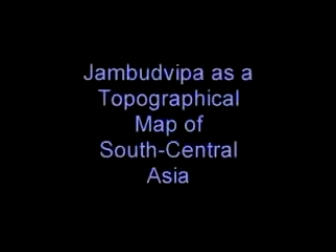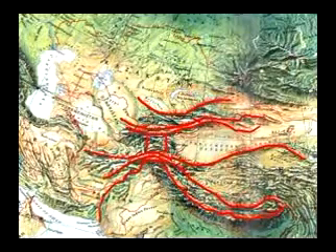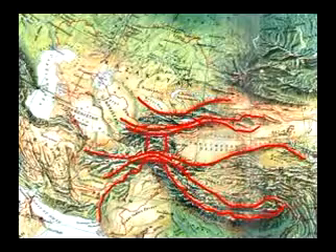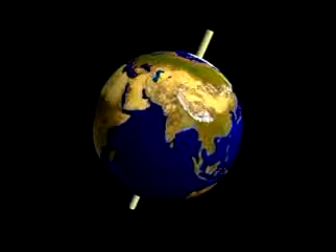Jambudvipa is a topographical map of South-Central Asia. Jambudvipa, the central hub of Bhumandala, can be understood as a local topographical map of part of South-Central Asia. This is the third of our 4 interpretations of Bhumandala. In the planisphere interpretation, Jambudvipa represents the northern hemisphere of the Earth globe. However, the detailed geographic features of Jambudvipa do not match the geography of the northern hemisphere.